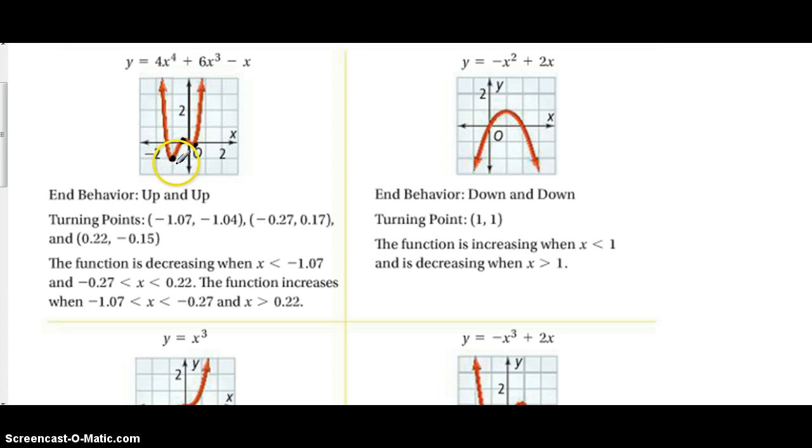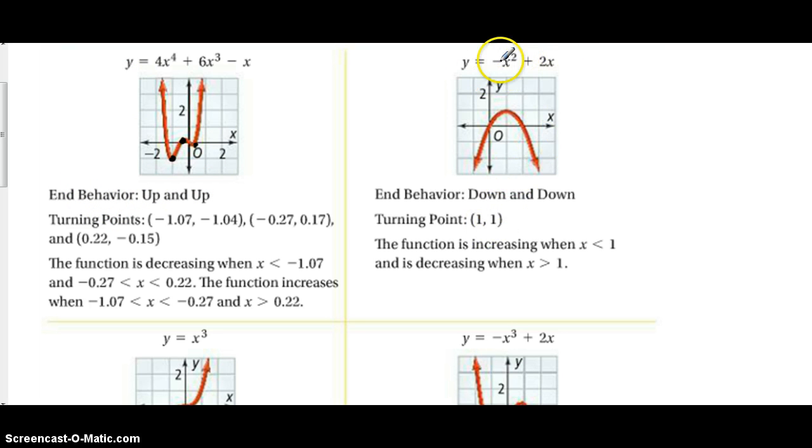So it's going to be increasing from negative 1.07 to negative 0.27 and up here. So between here and here, it's going to be increasing from these two coordinates, and it also increases when x is greater than 0.22. This is a pretty difficult graph. I'm glad they started off with this tough one first, because some of them are, I think, a little bit more easy to understand right off.